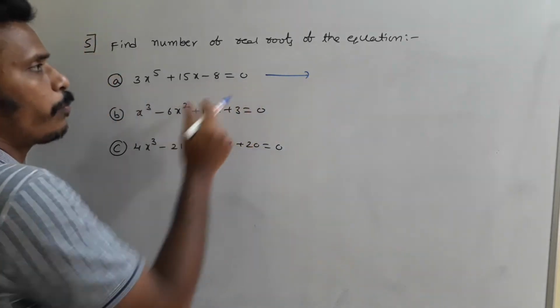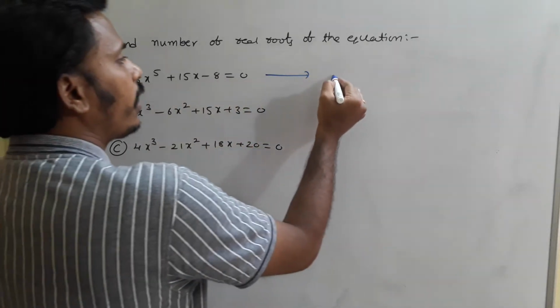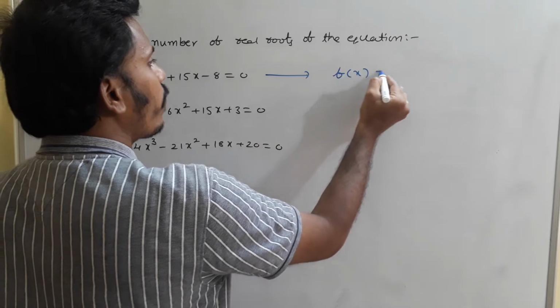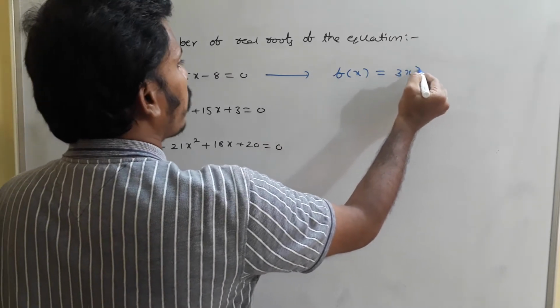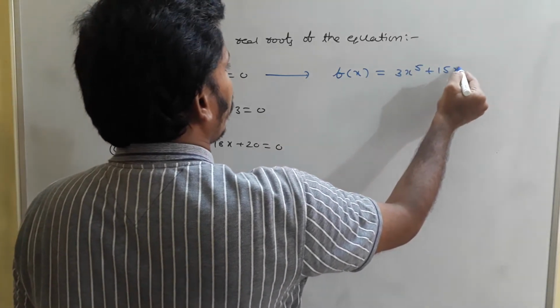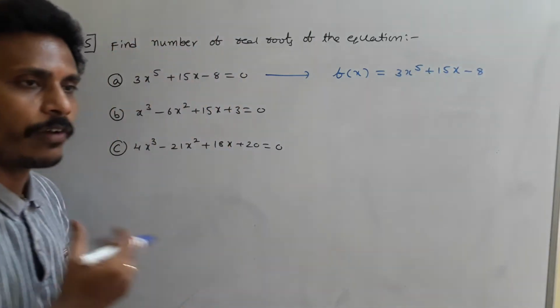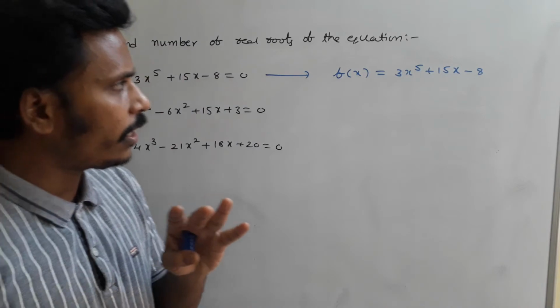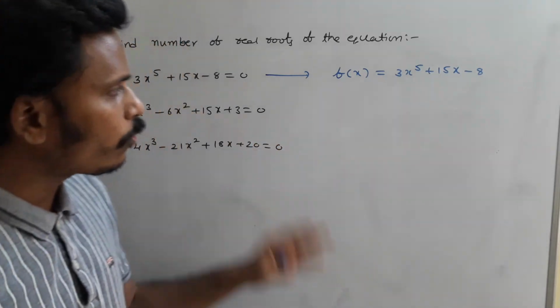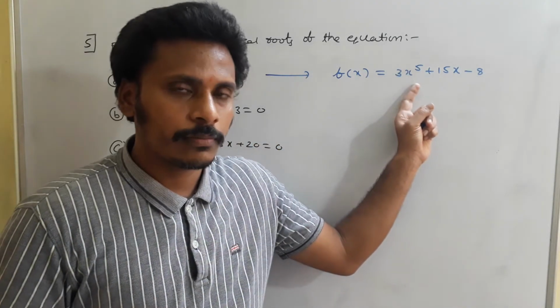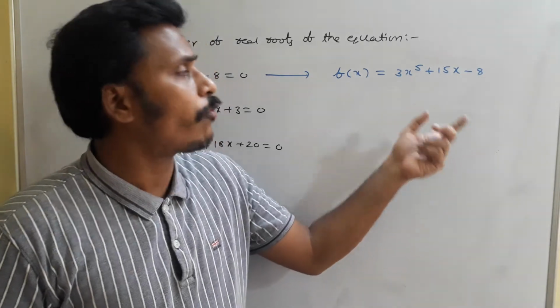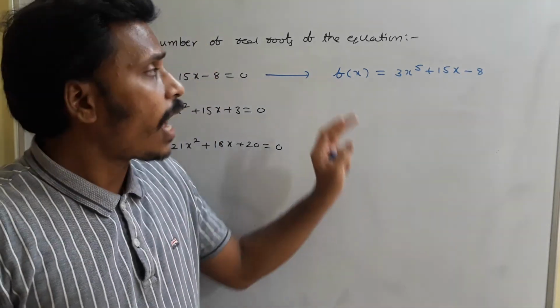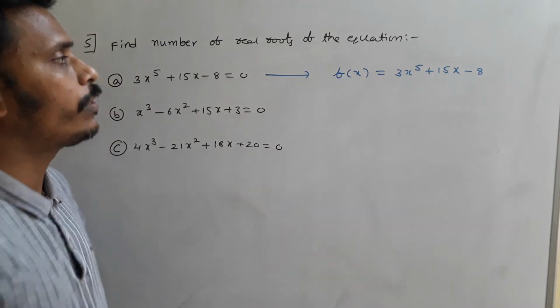This is the given polynomial equation, and I will take my function f of x here as 3x power 5 plus 15x minus 8. This function is clearly continuous, clearly differentiable, and I am going to find out the number of roots for this. Since I don't know the way of factorizing here, I will just go with the derivative of this f of x.